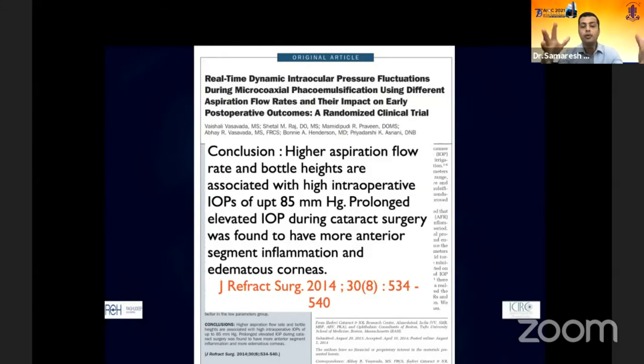And imagine in a myopic eye, which is already degenerate, and a high myopic eye, if you put the IOP up to 85 millimeters of mercury, what's happening to the optic nerve and what's happening to the macula when the cells are already pretty degenerate and very, very fragile. So we have to be very, very careful when operating on myopic eyes. Don't increase the bottle height to abnormal levels, and don't use very high flow rates and very high vacuums if you can avoid it.